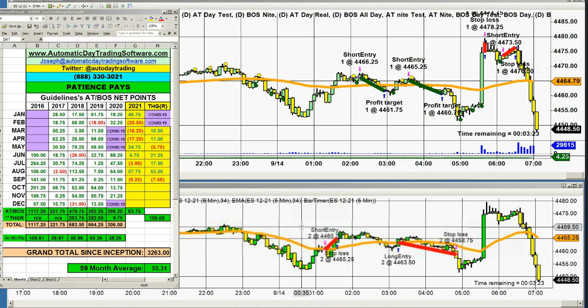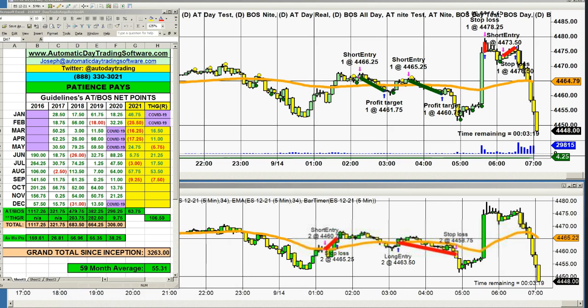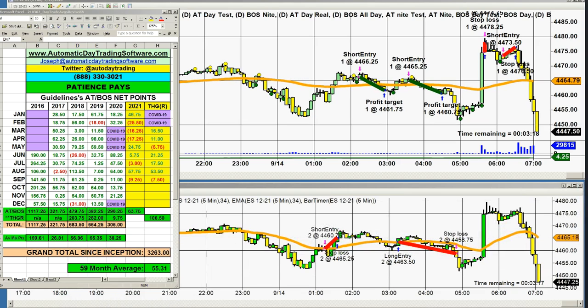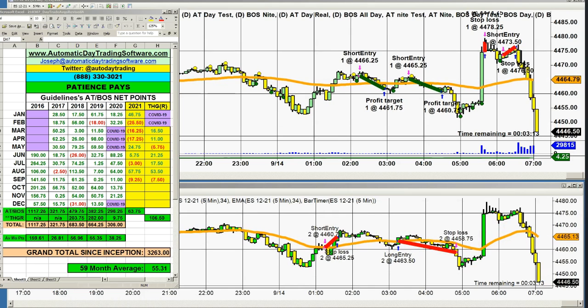Stop loss on the bottom chart is 4.5. It's a 13.5 profit and 4.5 stop loss. So 3 times 4.5 is 13.5, if you want to do the math there.